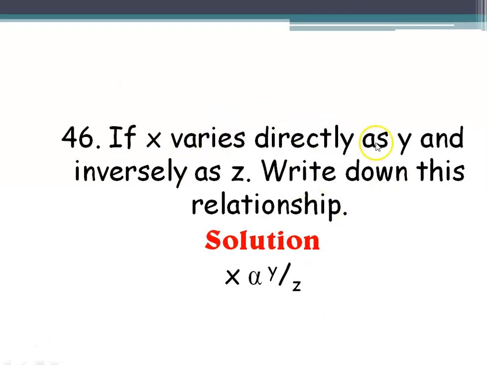If X varies directly as Y and inversely as Z, write down this relationship. Okay, so when I'm saying directly, I'll just say X with this variation sign and Y. But inversely means 1 over something. So X varying inversely as Z would have been X proportional to 1 over Z. But because I have Y here, it's just like saying Y times 1 over Z. So that's why I have Y over Z. So X varies directly as Y and varies inversely as Z. So this is how I'm going to write down the relationship. Is that okay?